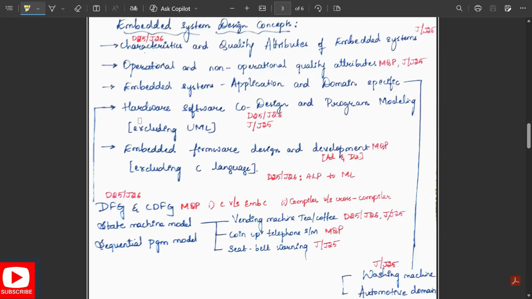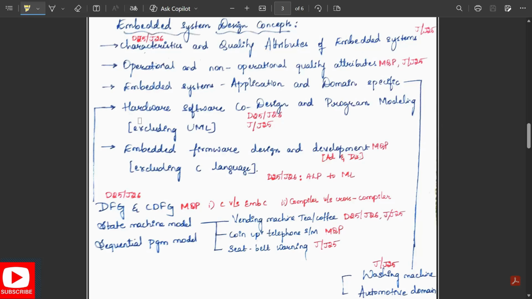Then the state machine model and the sequential program model. In the state machine model, we have the vending machine, that is the tea or coffee example, a coin operated telephone system and a seatbelt warning system. These three are the most important questions in this module. You need to know them.